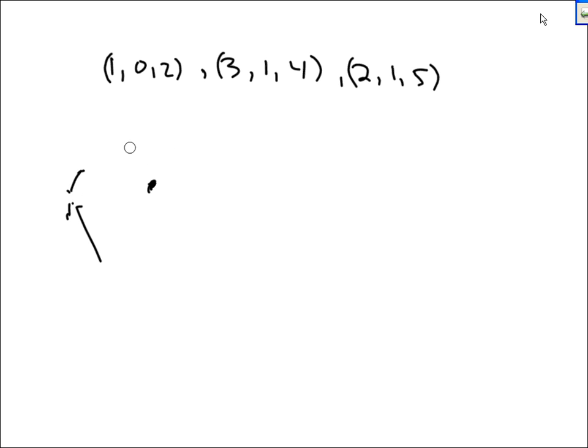Now, from a linear algebra point of view, an algebraic point of view, well, let me think about that for a moment.